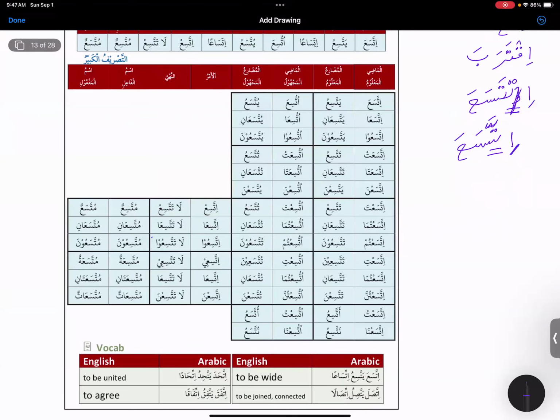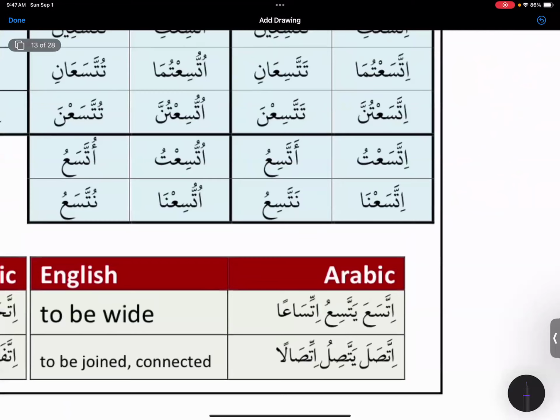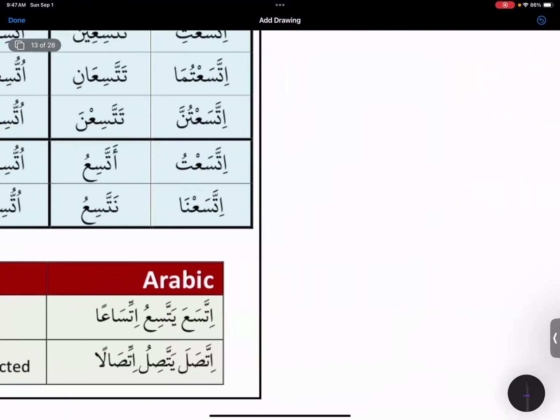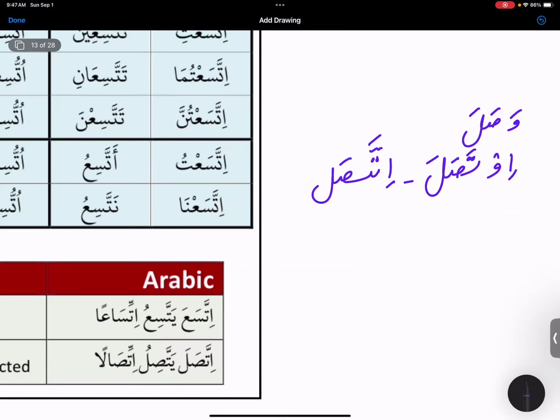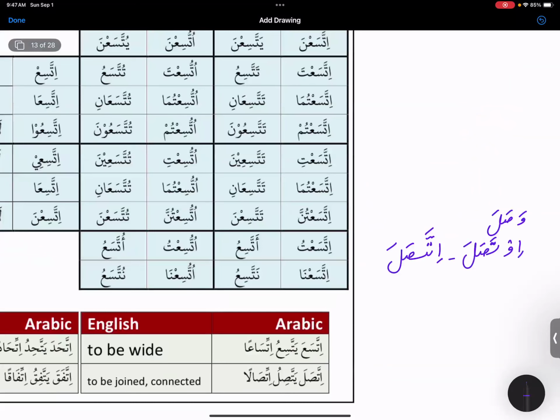Now, what is happening over here? Ittaswala. What is the process? What are the root letters? Waw, Swad, Lam. Okay, mashallah. So, yes, Waw, Swad, and Lam. Waswala. So Taswala. What should be the actual word? Iwtasala. Iftasala. Tasala. So waw changes into ta. So now shadda. Ittasala. Yes. So this is how it goes. Ittasala, yattasilu, and then ittiswalan.